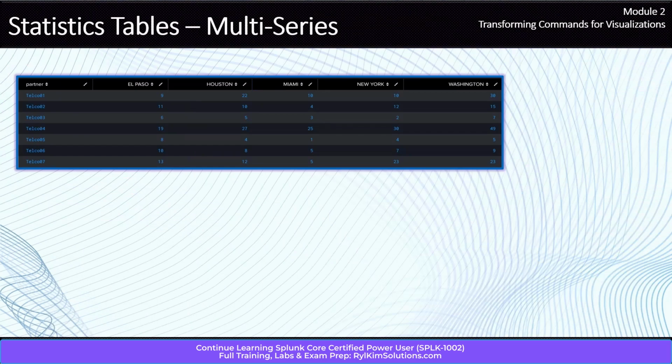So let's now look at the multi-series statistics table. With the multi-series statistics table, the x-axis is still the first column. So that first column is still going to map to the x-axis. The difference that comes in is when you're talking about the y-axis. The y-axis is now split into multiple series. So instead of just, in the previous example, telco 01 to telco 07, each of those partners now is going to have its number of events distributed across the different cities that you have here. So if you're taking telco 01, it's going to say there's a certain number of events in El Paso, in Houston, in Miami, New York, and Washington.